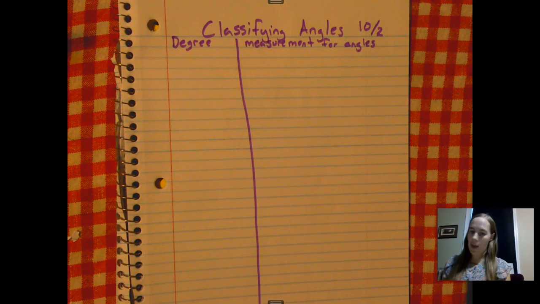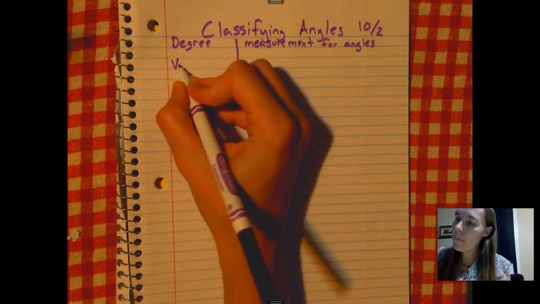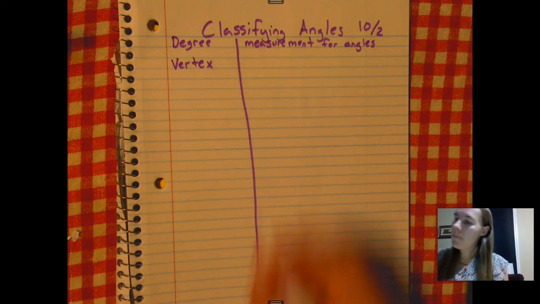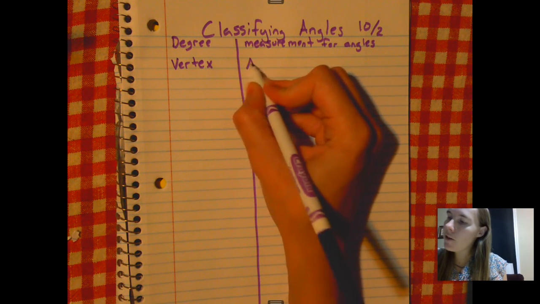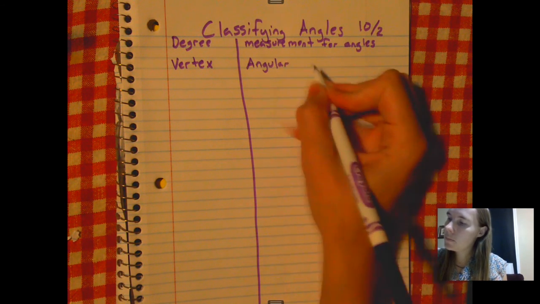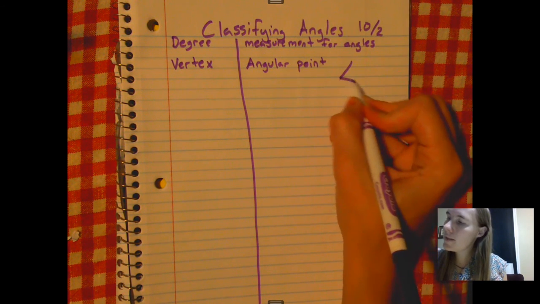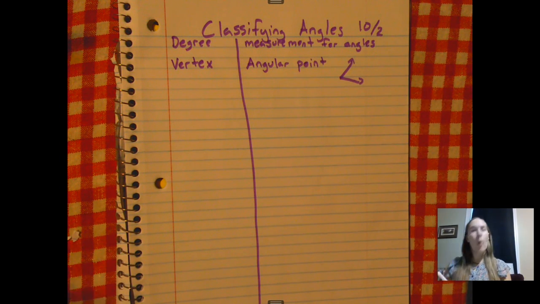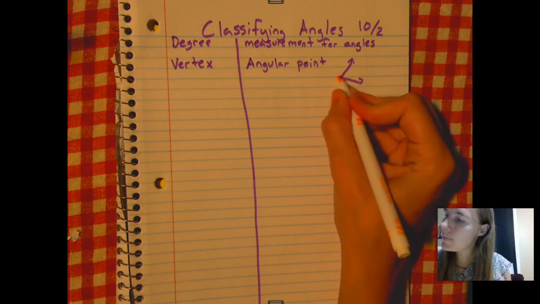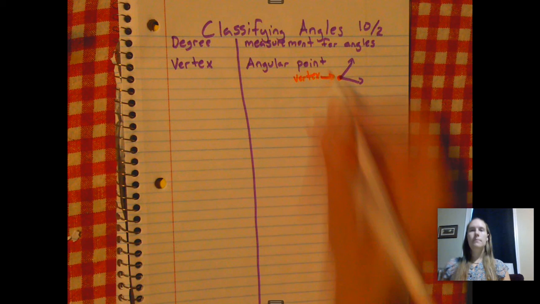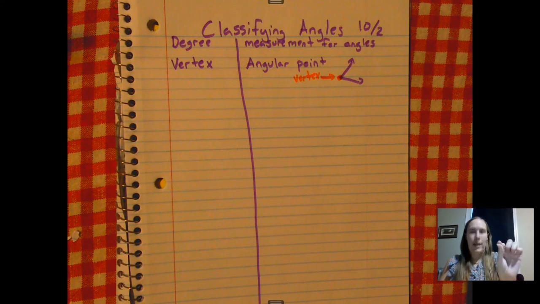So the first thing with angles, we are going to talk about the vertex. What the vertex is, it is the angular point. So when we have an angle, something like this, the point of that, so like this point right here, that is your vertex. And your vertex is always going to be that point that's kind of pointing at something. So that is the vertex.